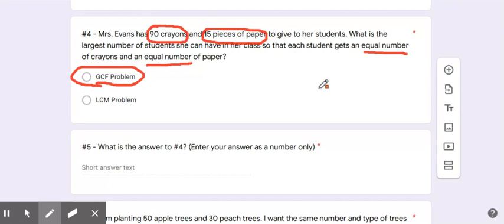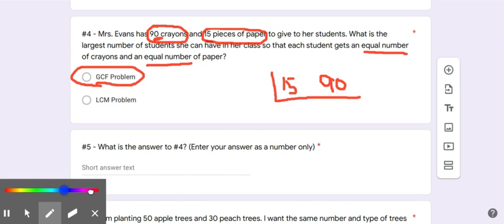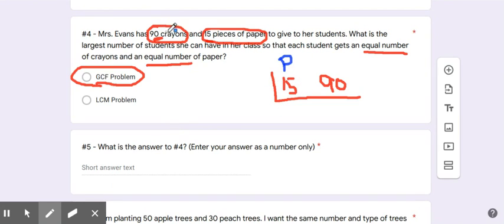Okay, so we want the GCF of these two numbers, 15 and 90. So I'm going to write them side by side like we do for the ladder method, 15 and 90. And I'll draw an L for ladder. Okay, now let's identify what 15 is. 15 what? 15 pieces of paper. Okay, so I'm going to put a P above 15 because 15 is for the pieces of paper. And 90 is for the crayons. I'm just going to put a letter C for crayons.